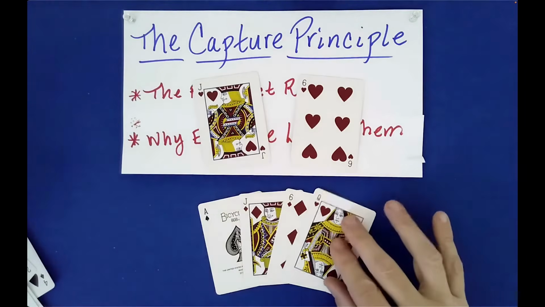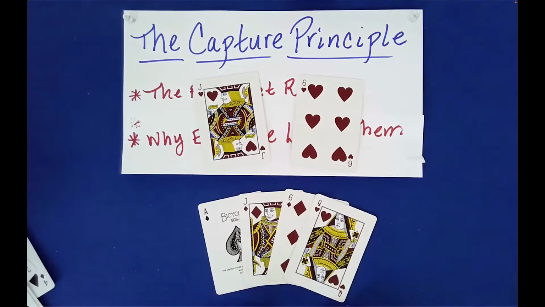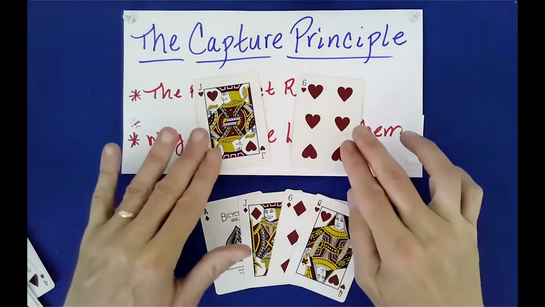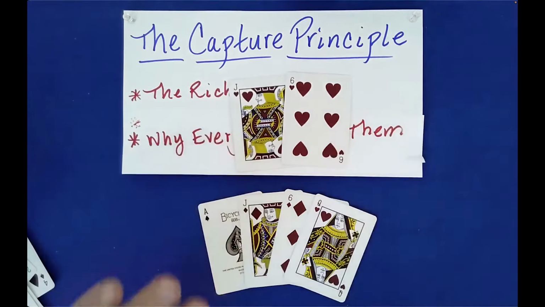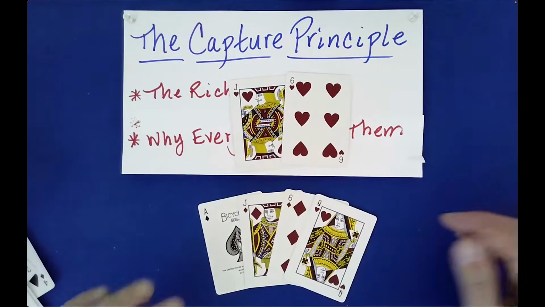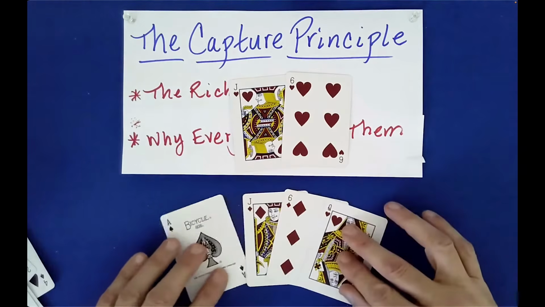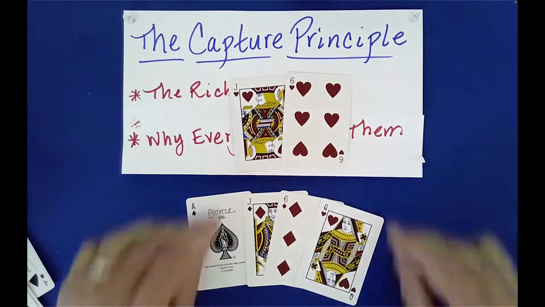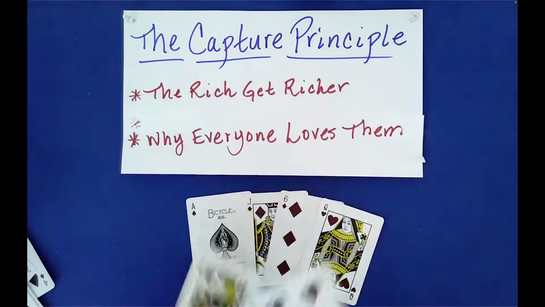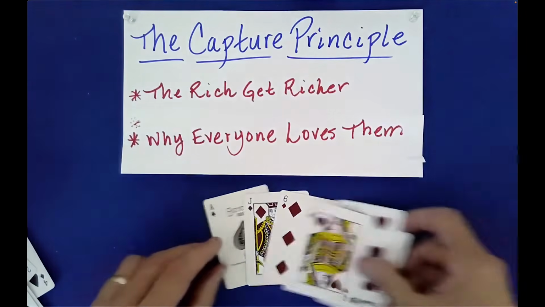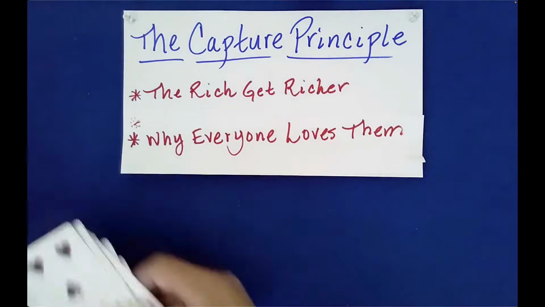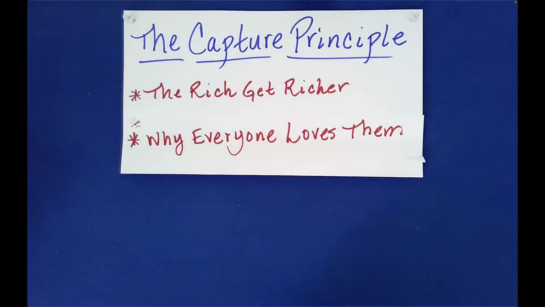How in the world did it lead to this outcome? The 2 cards captured by the ace of spades and the queen of hearts are the companion cards to my prediction cards. I can now see why these 2 cards are so loved. They are amazing. Okay, so that is the second performance of this principle, the capture principle.